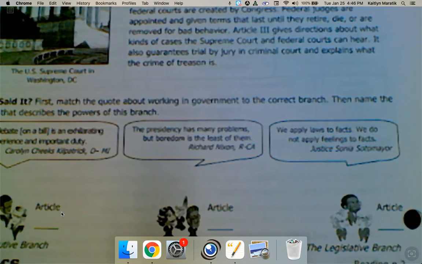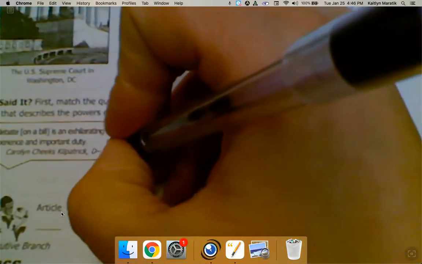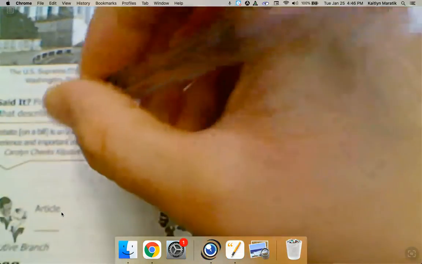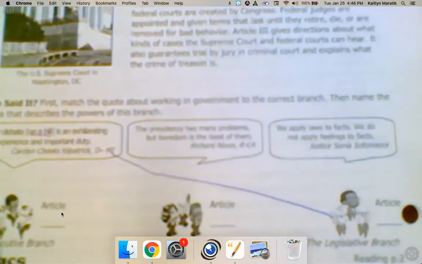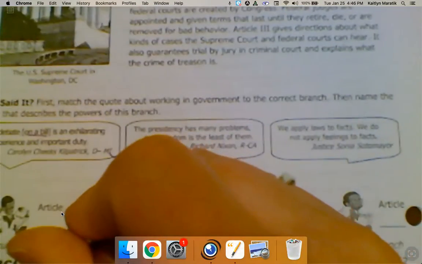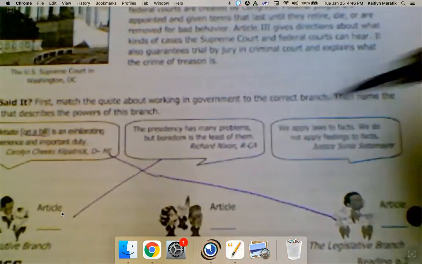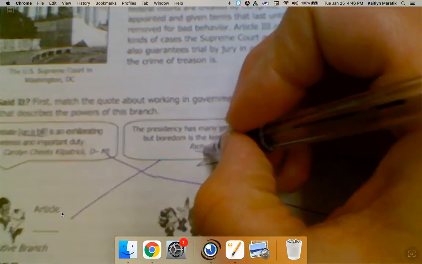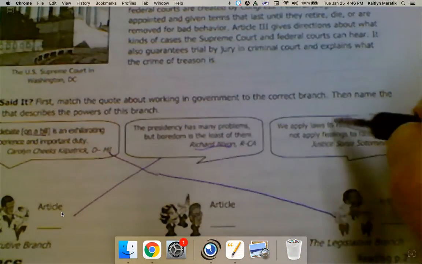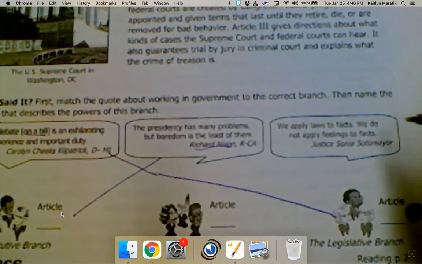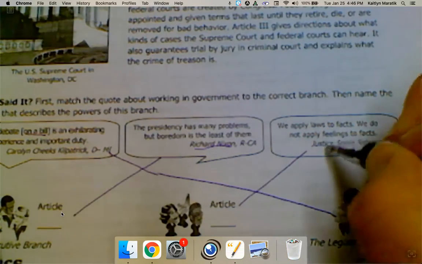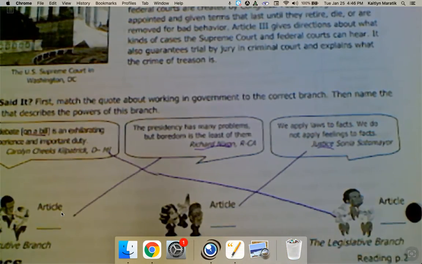So, as a little review, this one matches the legislative branch because they're talking about the bills. The presidency is going to be the executive branch because that's who is carrying this out. Also, if you see Richard Nixon, he is a president. And then we apply laws to facts. We don't apply feelings, just facts. So that's the judicial branch. And it says justice there, which is kind of a little helper.